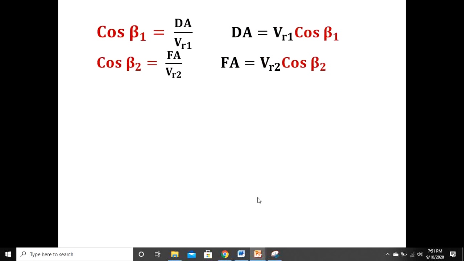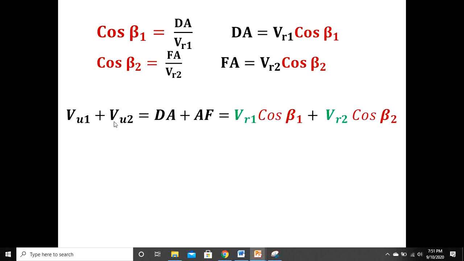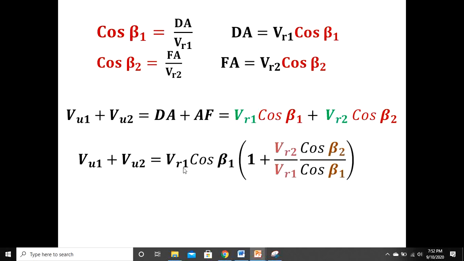Let us see, cos beta 1 is equal to dA divided by Vr1, that is adjacent side divided by Vr1, the hypotenuse. Therefore dA is equal to Vr1 cos beta 1. Cos beta 2 is equal to FA divided by Vr2, so FA is equal to Vr2 cos beta 2. Put this back in the same equation for Vu1 plus Vu2. I am taking Vr1 cos beta 1 outside, then it will be 1 plus Vr2 cos beta 2 divided by Vr1 cos beta 1.